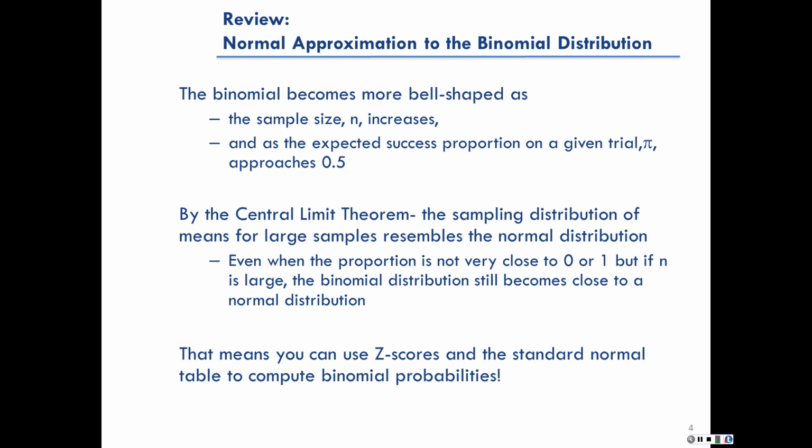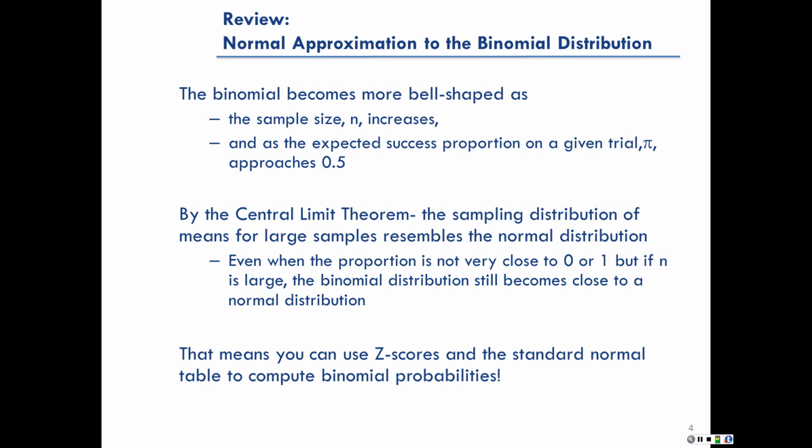And that's because the binomial distribution becomes more and more bell-shaped and normal-ish, if you will, as the sample size n increases, and as the expected proportion of successes on any given trial, which is denoted by pi, approaches 0.5. A perfect example is a flip of a coin. You have a 50% chance of getting heads or tails.